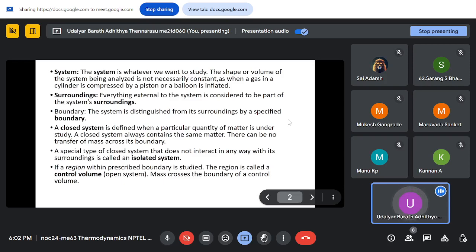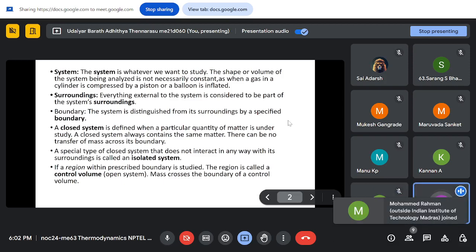So anything which you want to study is called a system, and anything outside of this you can call the surrounding. Anything which is out of your study, which you don't want to focus on or consider, is your surrounding. And the region which differentiates these two, the system which is your study part and the surrounding which you are not considering, is called the boundary.